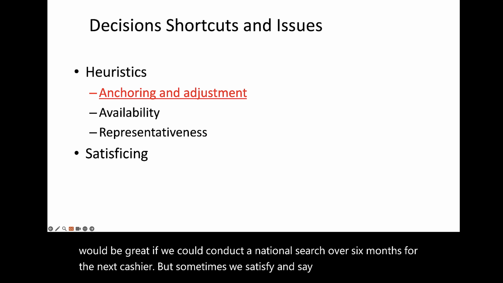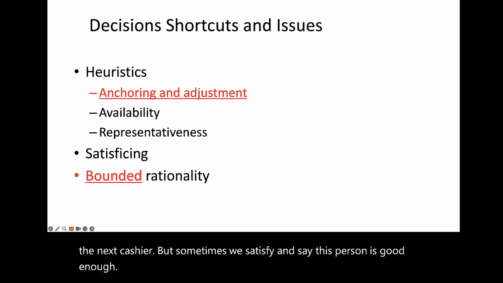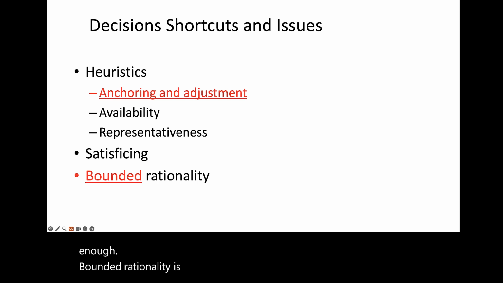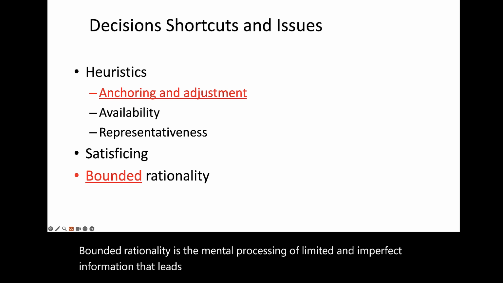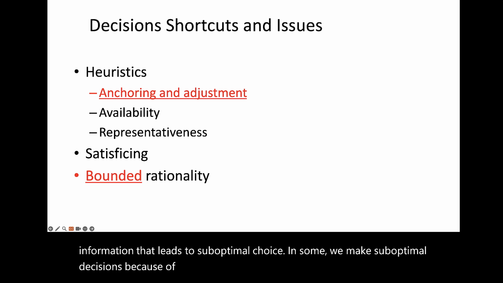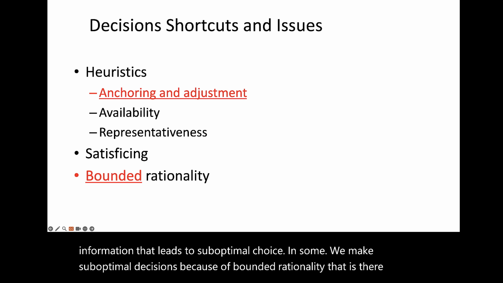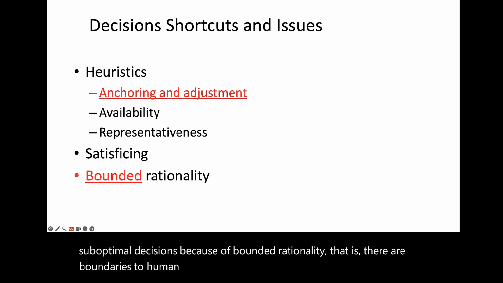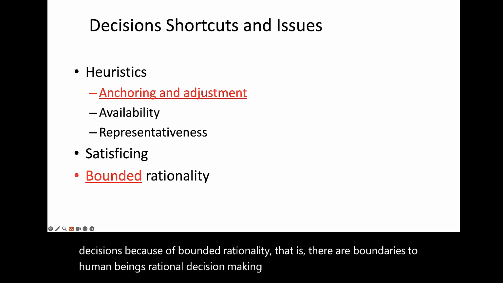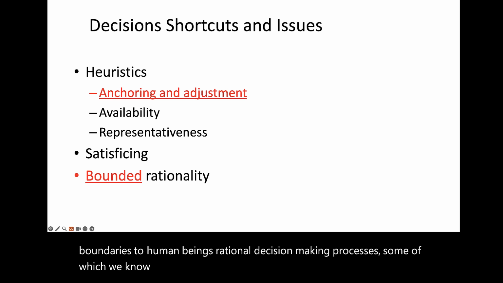Bounded rationality is the mental processing of limited and imperfect information that leads to suboptimal choice. In sum, we make suboptimal decisions because of bounded rationality. That is, there are boundaries to human beings' rational decision-making processes, some of which we know about and others of which we don't know about. Let's move on.